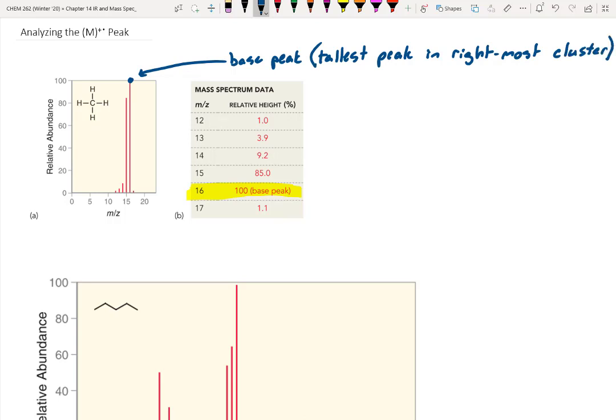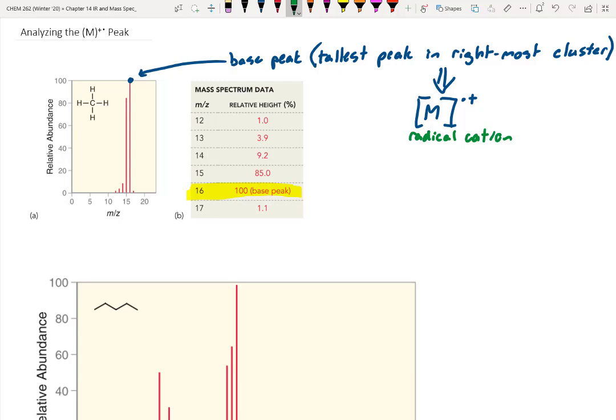And what this is referred to, and you'll see this a lot in the book, is this is your parent peak. So do you remember on the last page where I said if you hit a molecule with electrons, it will knock out one of those electrons, and for a brief period in time, you'll see the original molecule that's a radical cation? That's what we're observing here. So this is our radical cation. All right, so that peak's really useful.